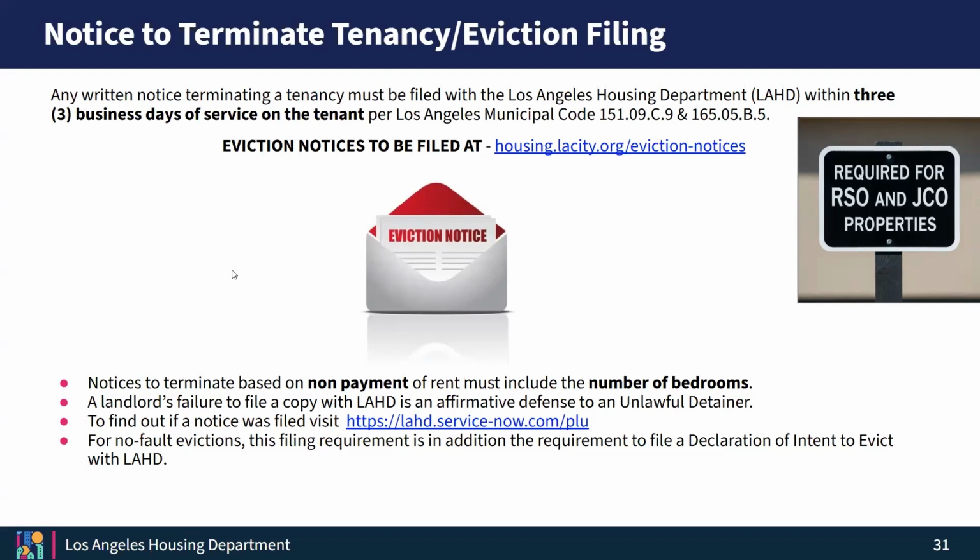A landlord's failure to file a copy with the Los Angeles Housing Department is an affirmative defense to an unlawful detainer. To find out if a notice was filed, visit lahd.service-now.com/PLU. No fault eviction: for no fault evictions, this filing requirement is in addition to the requirement to file a declaration of intent to evict with the housing department. Next slide.